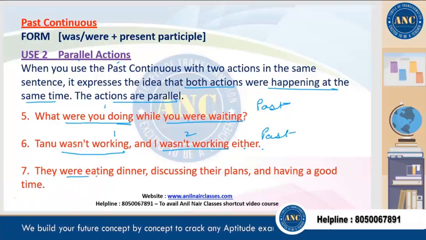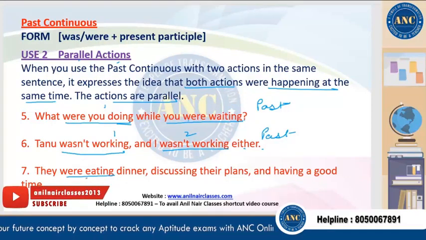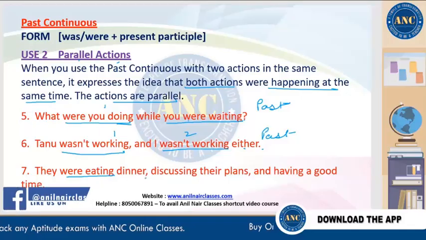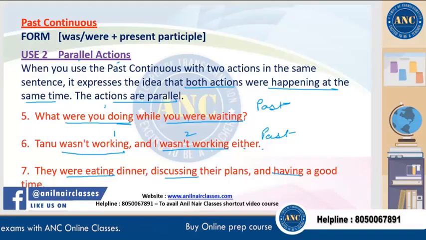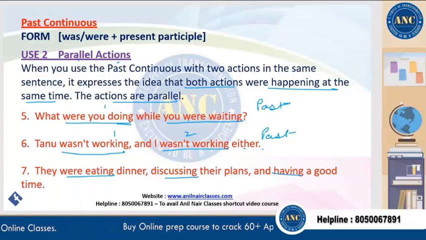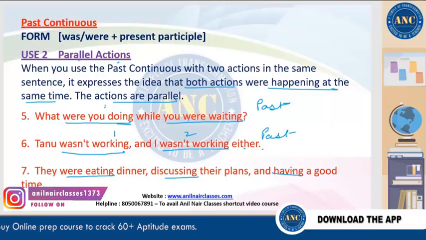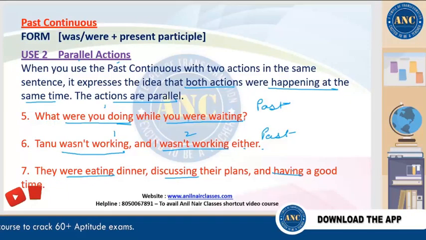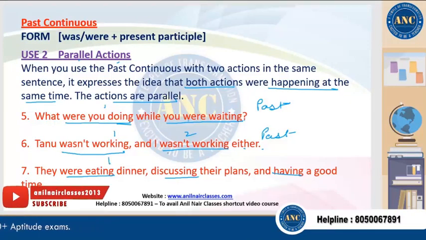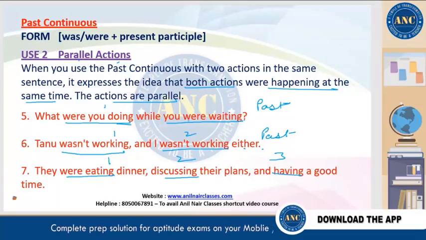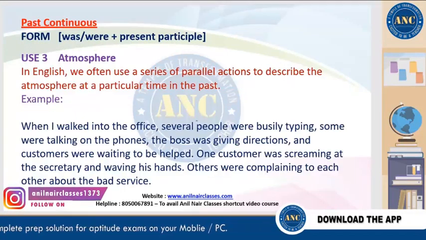They were eating dinner. "Were eating" is the past continuous. Dinner, discussing their plans and having a good time. So all the actions, like discussing and having, are happening parallelly, the three actions. That is eating, discussing and having a good time were happening together. Parallelly, three actions were taking place. Clear? Next slide.